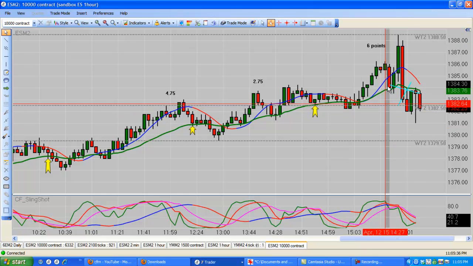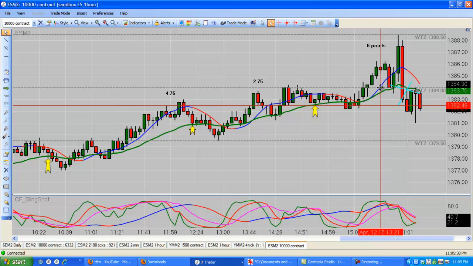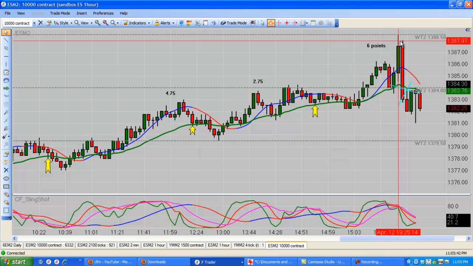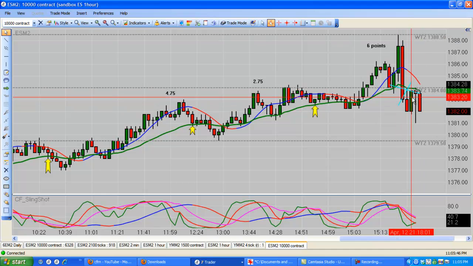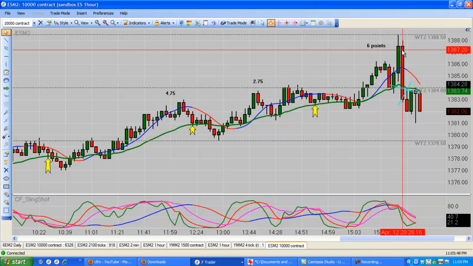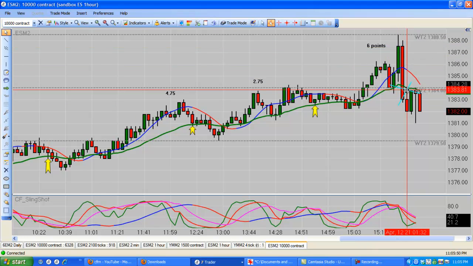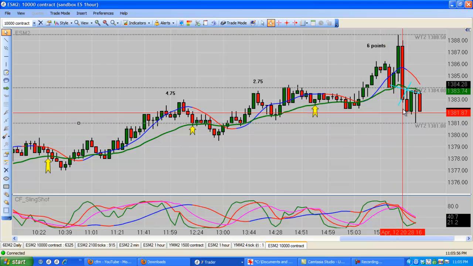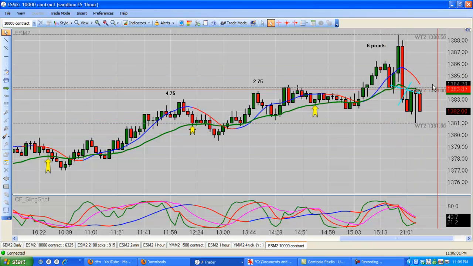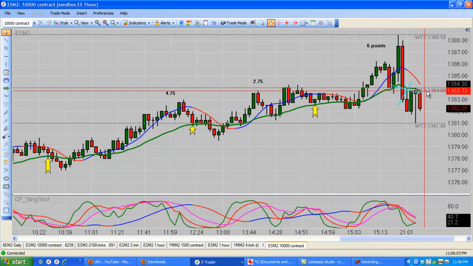The entry on that would have been, let's see. Well, we already counted this 6-point move up, right? But on the short side, on this pullback here to 84, the drawdown on that would have been 81. It would have been a 3-point drawdown. You're out. Okay, and the bearish setup to go short has not developed yet.